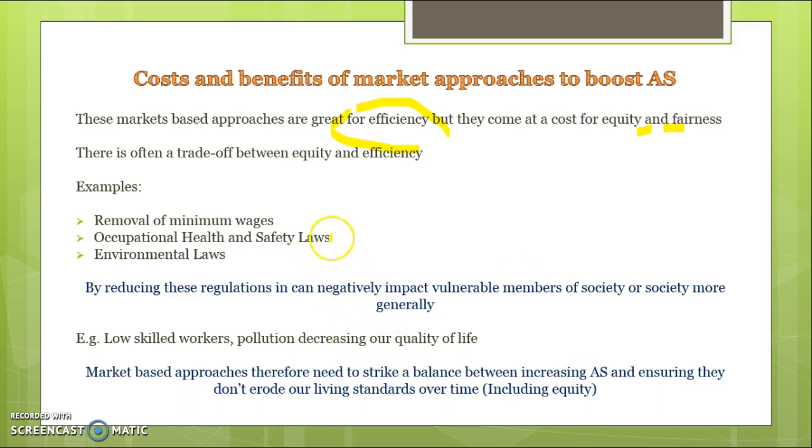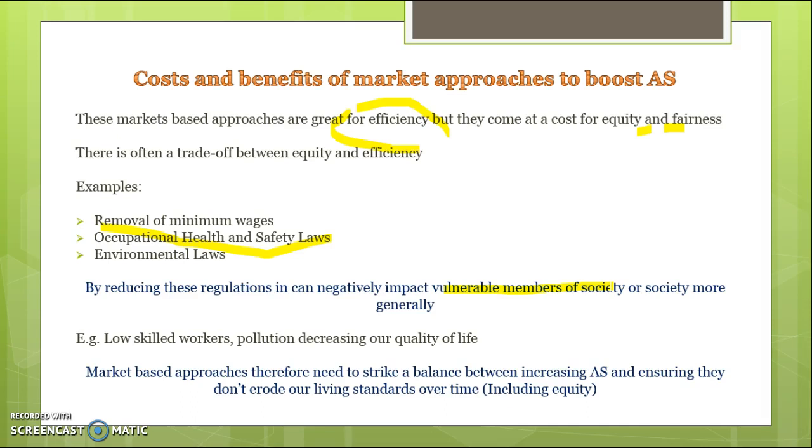Occupational health and safety laws, when they're too stringent, can reduce firms' productivity, as can environmental laws, but they can often protect us from increased environmental damage or, in many cases, reduce inequity in the distribution of income. By removing these regulations, it can often hurt vulnerable members of society, which includes low-income earners. Low-skilled workers can suffer. There may be more pollution, which decreases our quality of life.